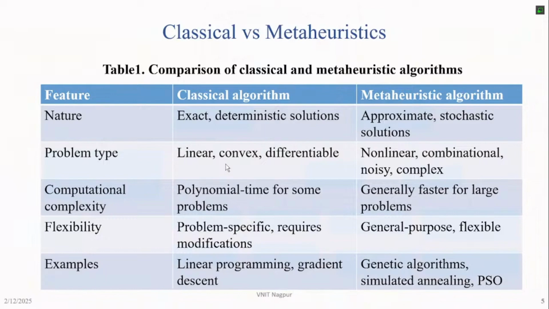Nature wise, this algorithm is providing us an exact solution, and this algorithm's philosophy is basically a deterministic method, a derivative-based method. First order derivative we will go and we will get the exact solution, but here it is an approximate solution. If it is an approximate solution, we can say it is stochastic in nature.